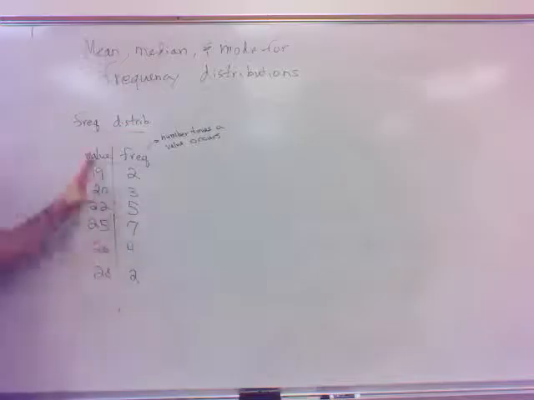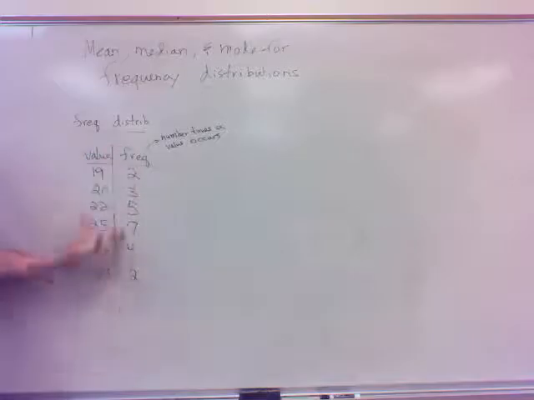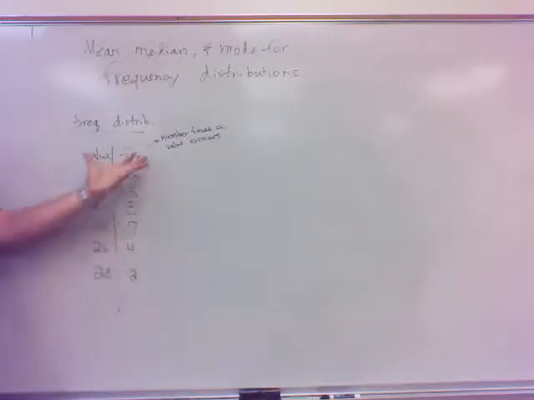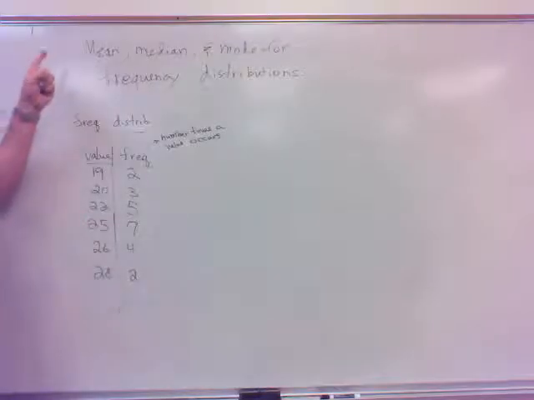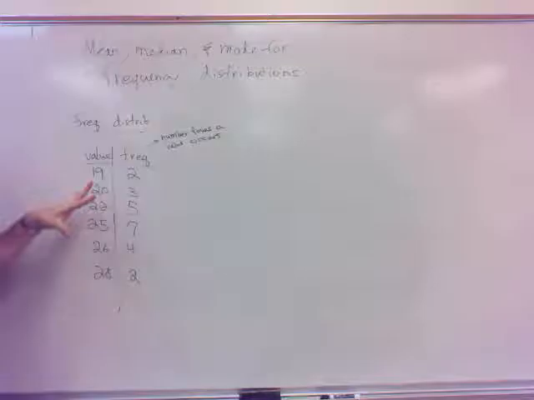That's just a nice way of, instead of having to write all those out, if we have multiple occurrences of values, this is just a nice way of writing it out in a table. Okay, so that's all I mean by frequency distribution. You've got 19, you got 2 times, 20, you've got 3 times there. Okay? So that's what we want to do. We want to do the mean, the median, and the mode for our frequency distribution.